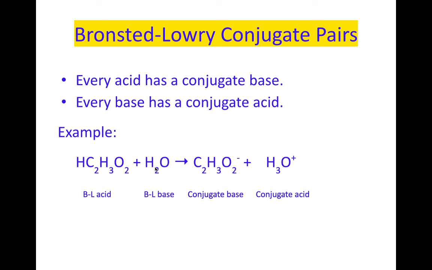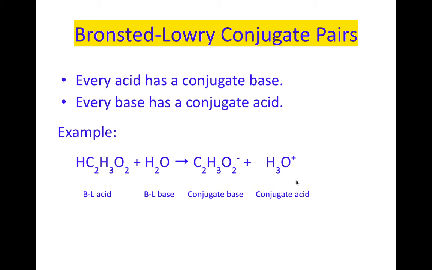So then when we look at the water, well, what did the water become? The water became H3O+. How did it do that? It gained a hydrogen ion. Well, that's the definition of a base, accepting a hydrogen ion. So the H2O is our base, and then when it gained that hydrogen ion, like bases do, it became H3O+, and so that's our conjugate acid. So our pairs here, HC2H3O2 and C2H3O2 minus, that's our acid conjugate base pair. And then the H2O, H3O plus, that's our base conjugate acid pair.